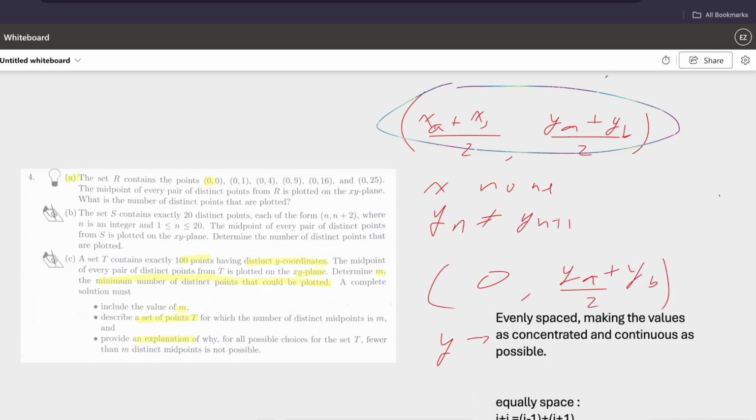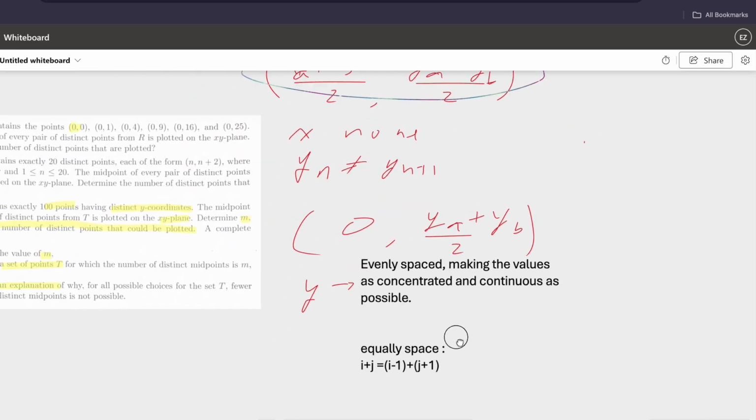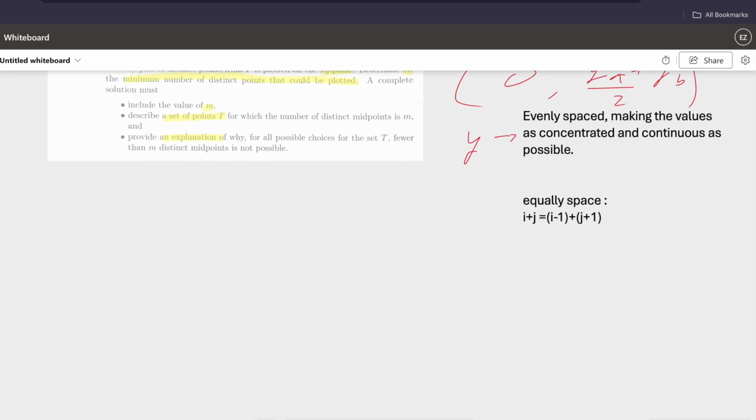Why equally spaced? Because when i plus j equals something, for example a, when i shifts leftward 1 and j shifts rightward 1, they still sum to the same value. Concentrated and continuous is really easy to understand. Based on this, we know that what we're looking for is an arithmetic series.